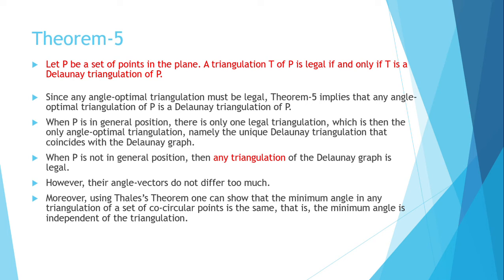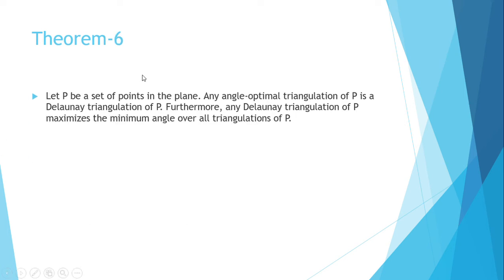That is, according to Thales' theorem, by comparing the angles, we can say that any angle-optimal triangulation can be a Delaunay triangulation. This is not an important topic, but you can know Theorem 6. Let P be a set of points in the plane. Any angle optimal triangulation of P is a Delaunay triangulation of P. Furthermore, the Delaunay triangulation of P maximizes the minimum angle over all triangulations. This is just using the earlier theorems' interpretations.